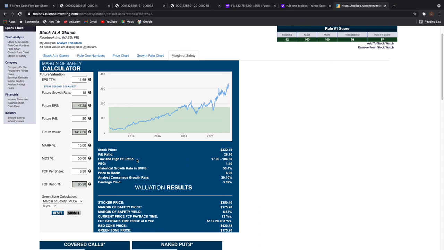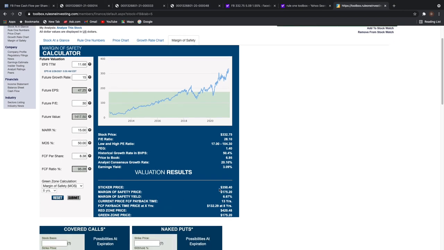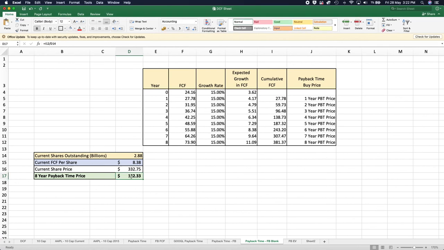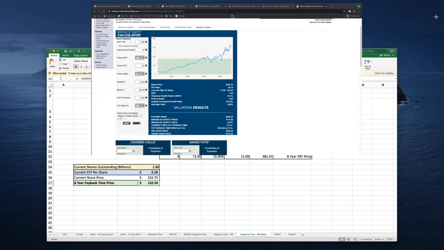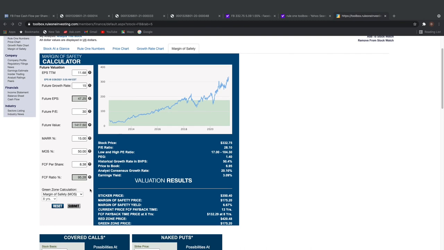So here we are, this shows the current stock price, and it also shows what Phil calls the sticker price, so that's the intrinsic value, which we've got here, and going from the intrinsic value is the other calculation, which is the margin of safety price. I've done a previous video on that one, so I'll leave a link to it as well. But we can see here the free cash flow payback time price for 8 years is 132.29. So that's also very close to what I had. It's 132.33. So I'm only a few cents out there. I'm happy enough that that's an accurate representation.